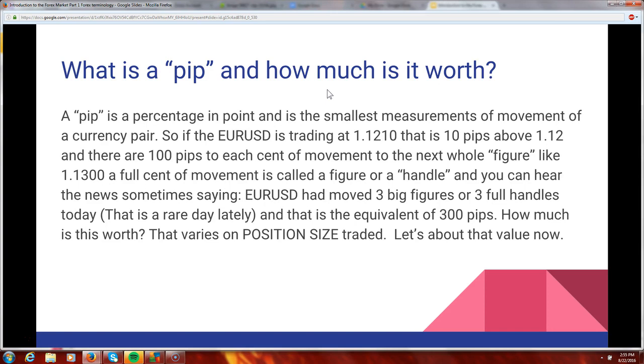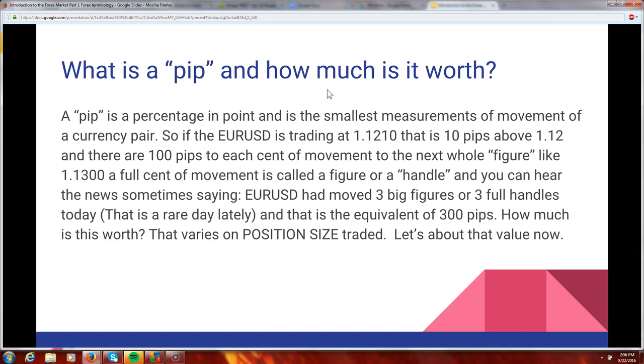So if the euro is trading at 1.1210, that's $1.12 and 10 pips. It's 10 pips above 1.12. And there are 100 pips to get to each cent of movement, to the next whole figure, like 1.13, 1.14, 1.15. These are full cents of movement, and that is called a figure or a handle.